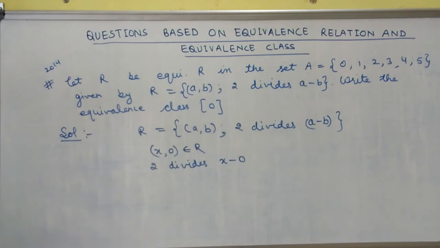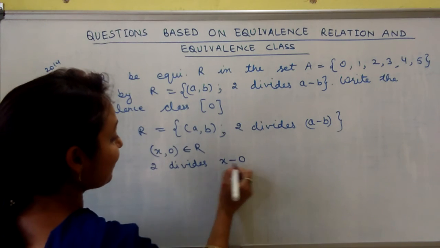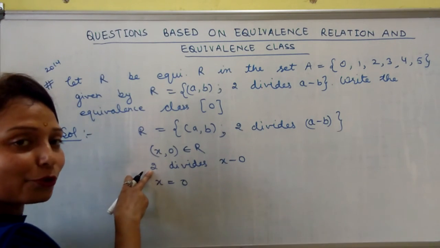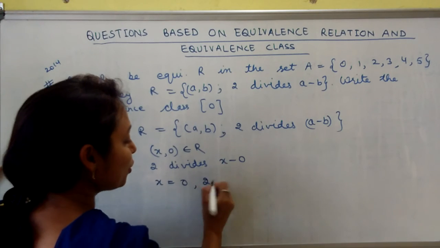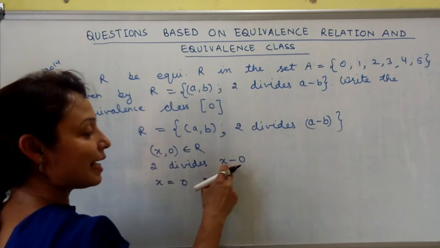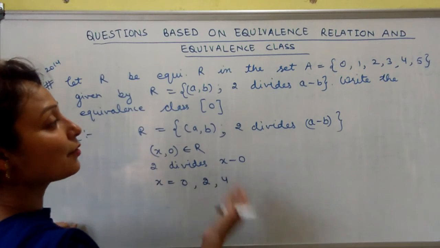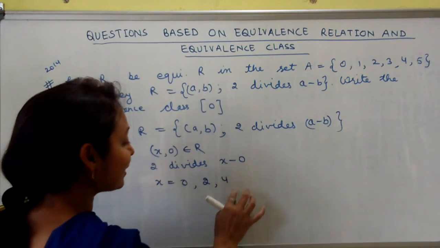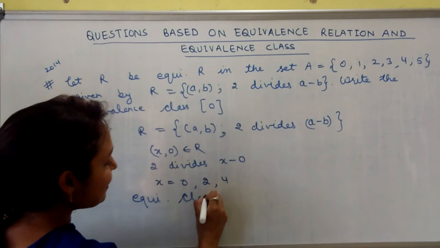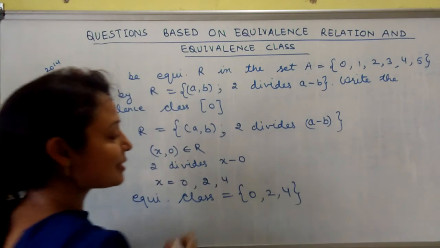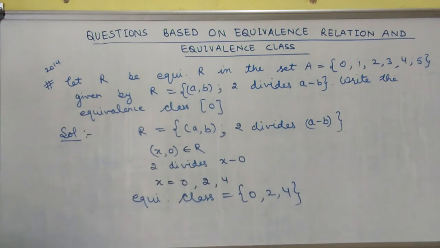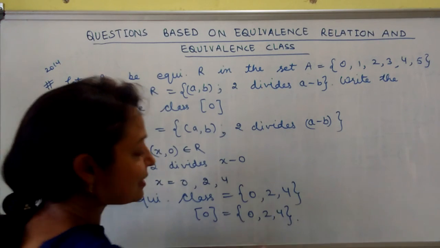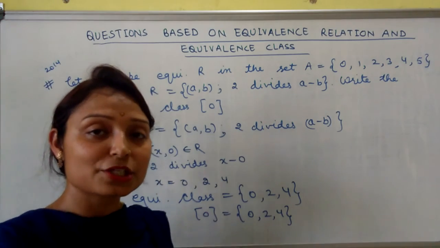Which term do we have to substitute so that 2 divides it? That is x. If in place of x I substitute 0, then 0 minus 0 is 0, and 2 divides 0. If I substitute 2, 2 minus 0 is 2, and 2 divides x minus 0. When I substitute 4, 4 minus 0 is again divisible by 2. So this is the equivalence class. The values of x give us the equivalence class of 0 equal to {0, 2, 4}. So this is the way to find the equivalence class.